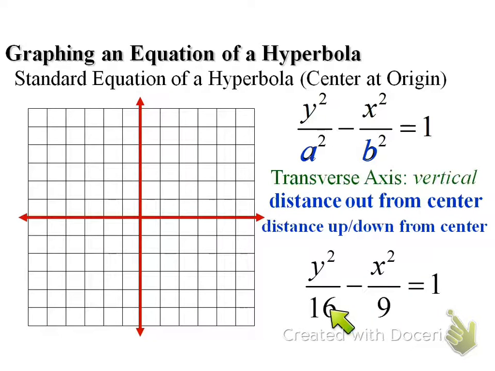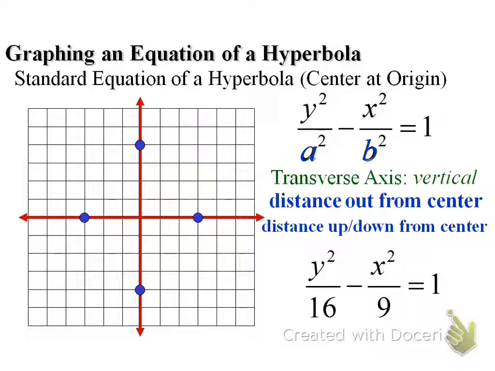Remember, the a squared tells you where your vertices will be located. When it's under a y, you're going up and down. When it's under an x, you're going side to side. So for this one, the 3 is your side to side. Those are your co-vertices. The 4 is your up and down to your vertices.